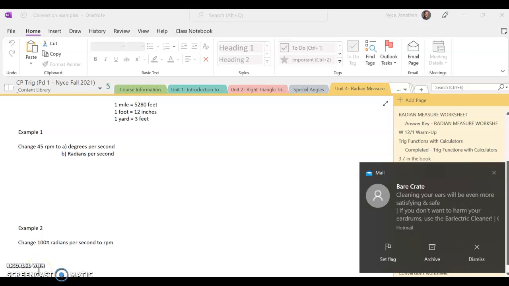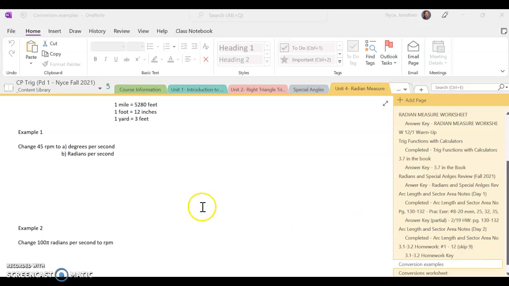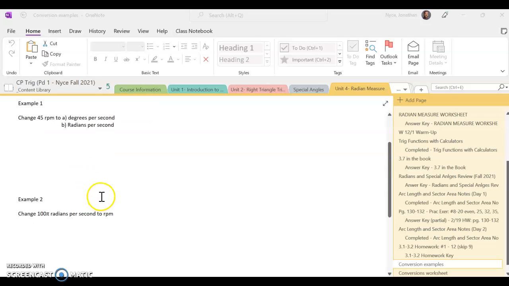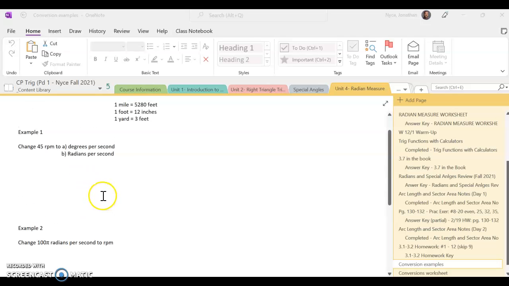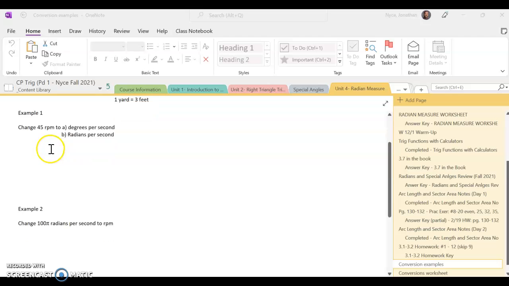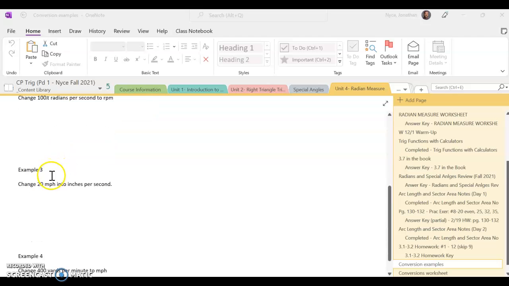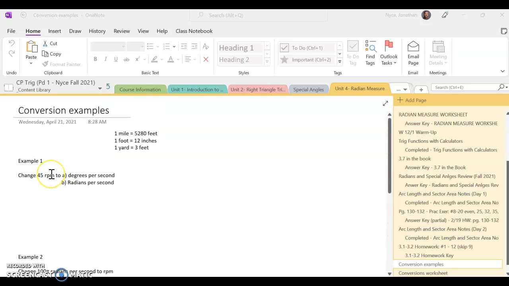Hey guys, I just want to make a video real quick going over these examples of converting. We're going to be converting things from degrees to radians, radians per minute to degrees per second, miles per hour to feet per second, things like that. I'll go through these four examples, and then you can follow these when you do your work.